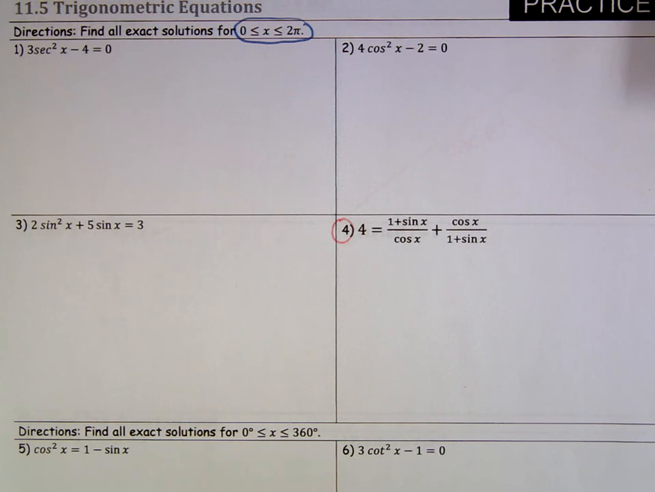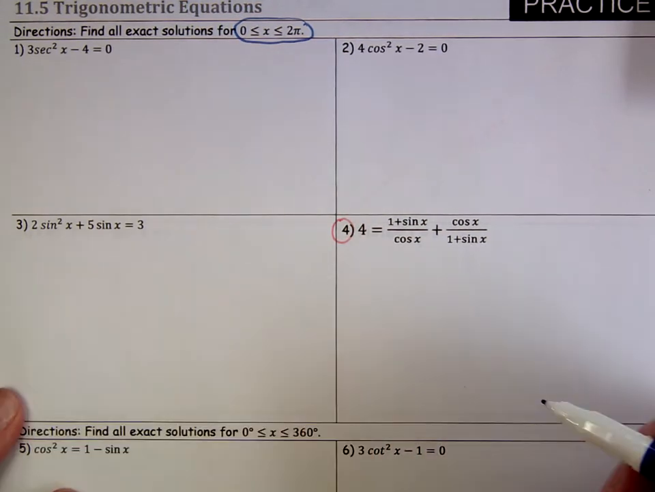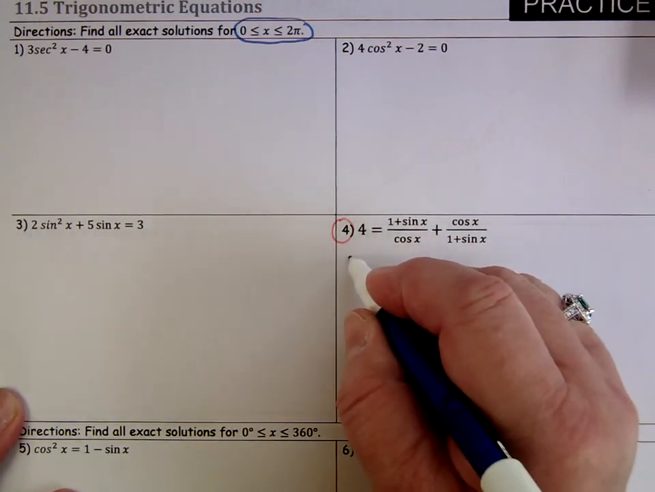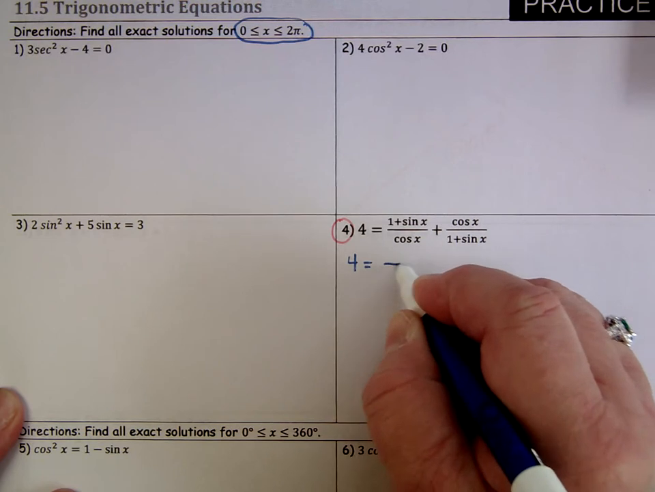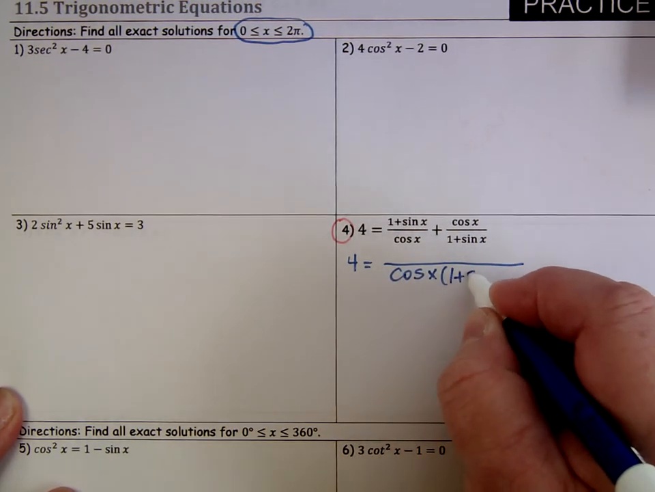So I'm going for number 4 because look at that thing. That's very beastie. So here's what we're going to do. We need to get it into some kind of a format where I can solve for x. So I see two fractions that I'm trying to add together, and I need to get a common denominator between those. So I need a cosine of x, and I need a 1 plus the sine of x.